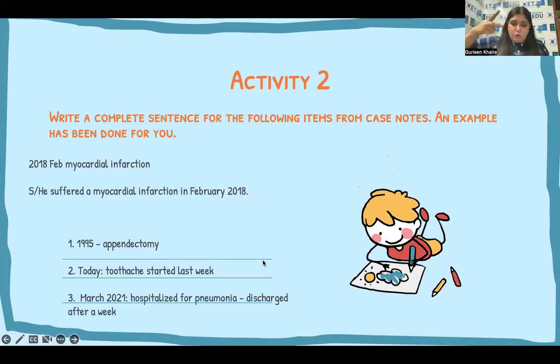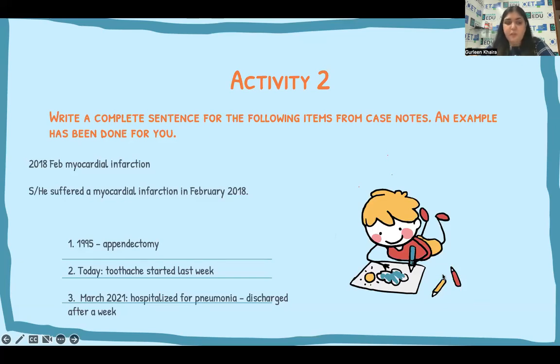Okay, let me give you two options. You can choose one and then type that as your answer. She has had toothache since last week. Full stop. This is the first answer. Second one is she had toothache since last week. Which one is correct? The first one is she has had toothache since last week. Full stop. She had toothache since last week. Which one is correct?